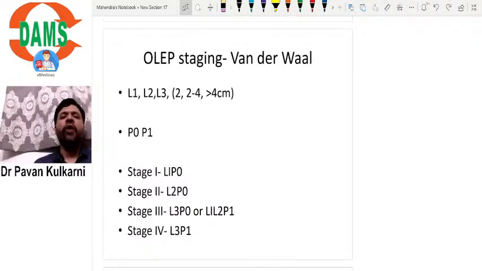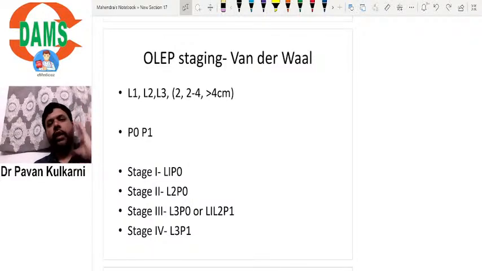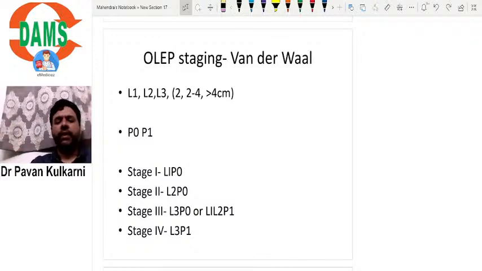So if we make a combination of this, L1 P0 becomes stage 1. L2 P0 becomes stage 2. L3 P0 becomes stage 3. Or understand this, in stage 3 you get P1, but L will be maximum L2 only. So stage 3 can be either L3 P0, L1 P1 or L2 P1. However, stage 4 is highest L and highest P. What is highest L? L3. What is highest P? P1. L3 P1. So usually we can get a combination like this.